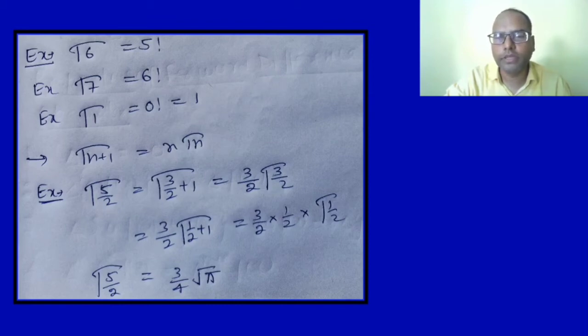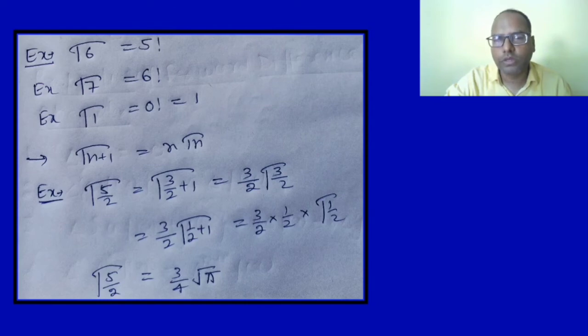Now again we can write gamma 3 by 2 as gamma 1 by 2 plus 1, and again this is equal to 1 by 2 into gamma 1 by 2. So overall we have 3 by 2 into 1 by 2 into gamma 1 by 2. And gamma 1 by 2 is equal to under root pi. So we have 3 upon 4 under root pi.